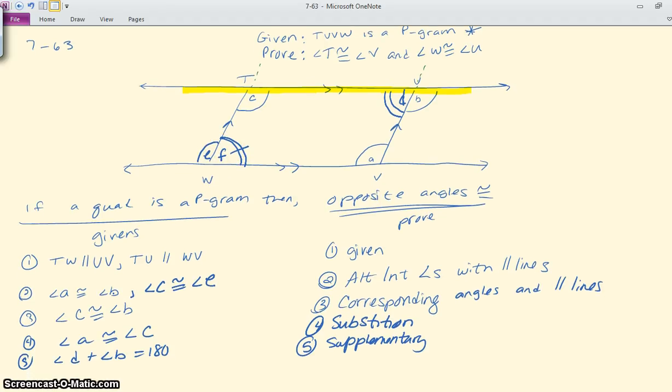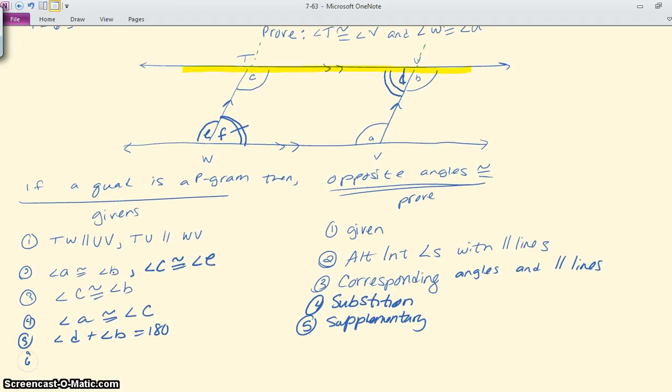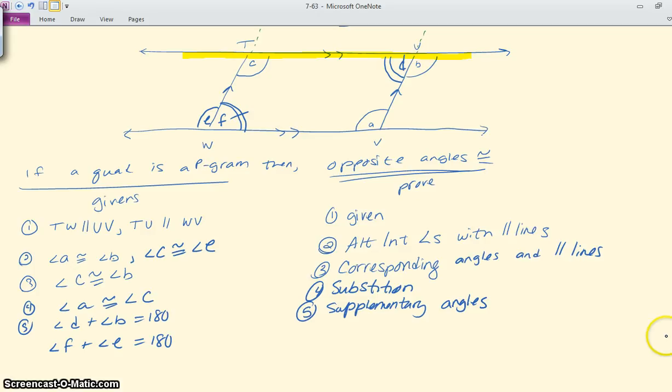We'll call this angle F. Angle F plus angle E equals 180. I don't actually need a new step number for that because I can simply add it to step number 5 because these are supplementary angles. Now, if we've already shown that E is congruent to C and C is congruent to B, we can say that angle E is congruent to angle B. Can you tell where I'm headed here? This is a substitution step.